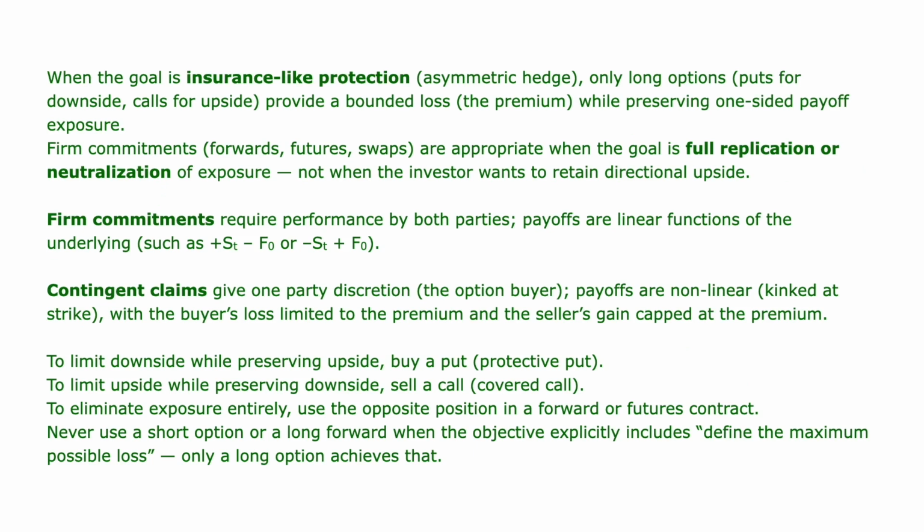Firm commitments such as forwards, futures, and swaps are binding, with linear payoffs, best for full replication or complete exposure elimination. Contingent claims such as options and CDS are rights, not obligations, with non-linear payoffs, best for insurance-like, asymmetric hedging. Long options, like protective puts, are the only way to define a maximum possible loss while preserving upside. Short options and long forwards do not achieve capped downside and should be avoided when the goal is insurance-style protection. Use firm commitments for full neutralization and long options for bounded loss, asymmetric protection.